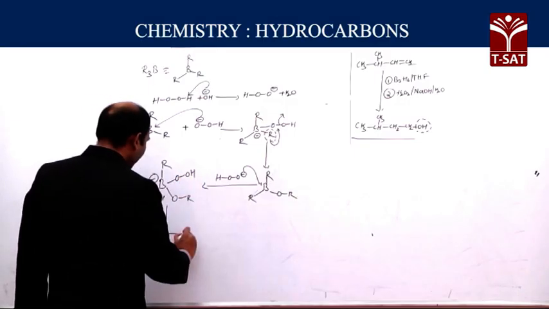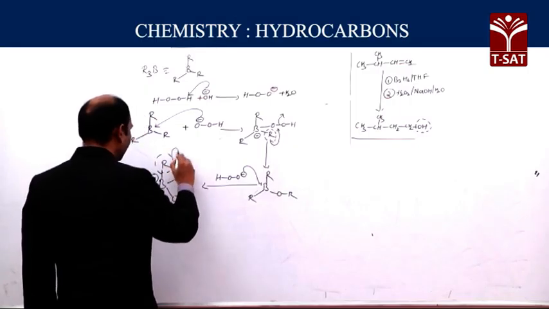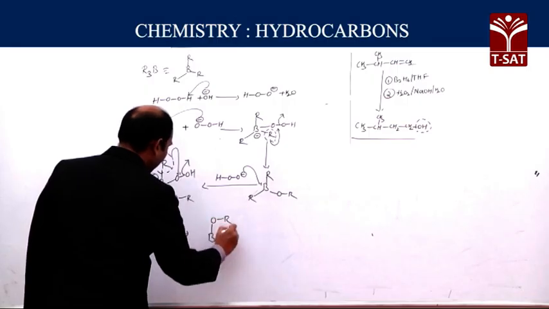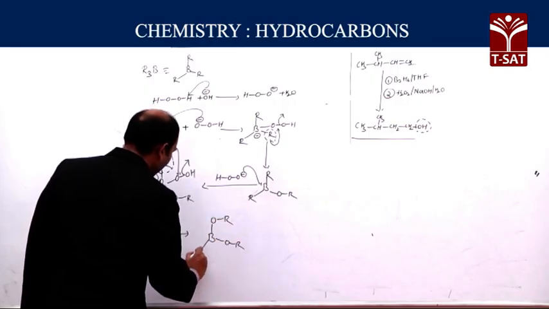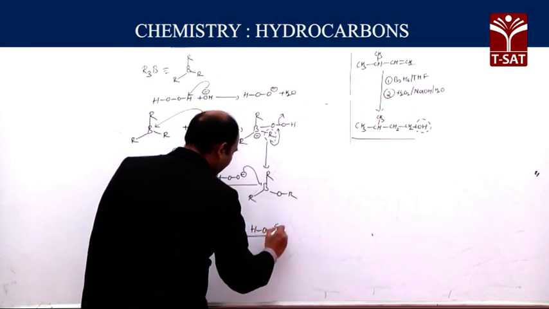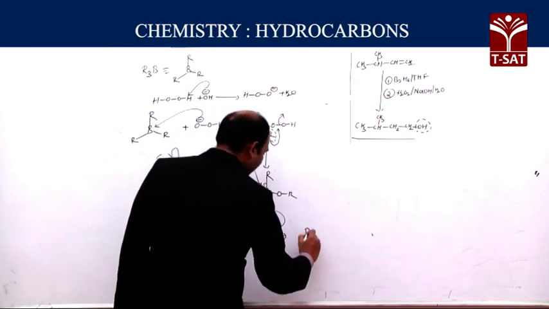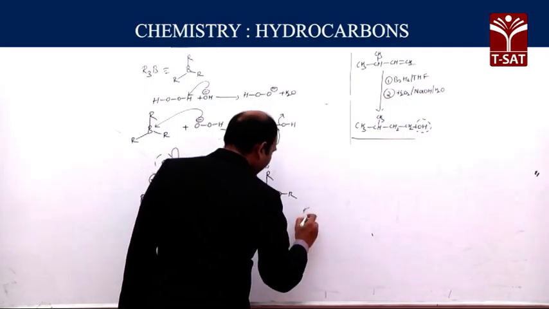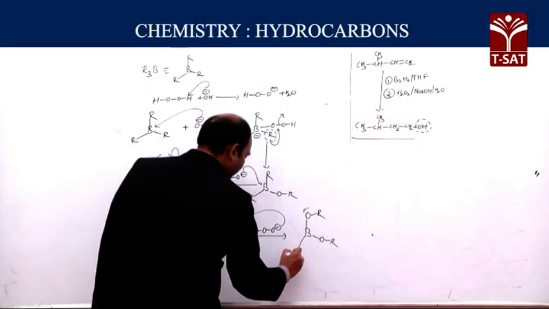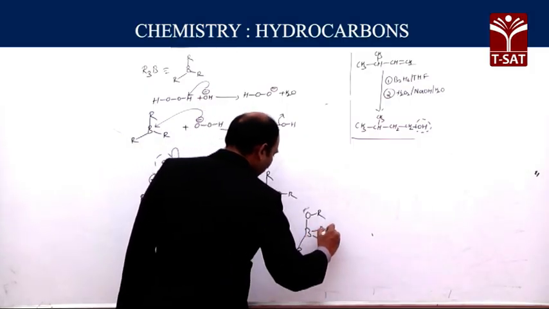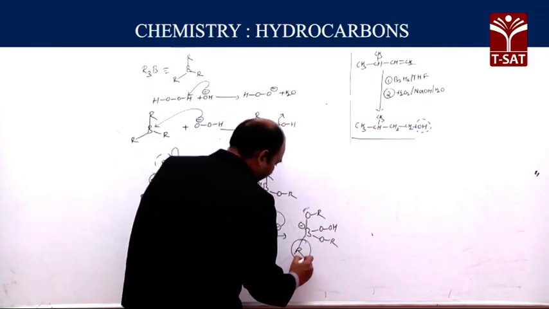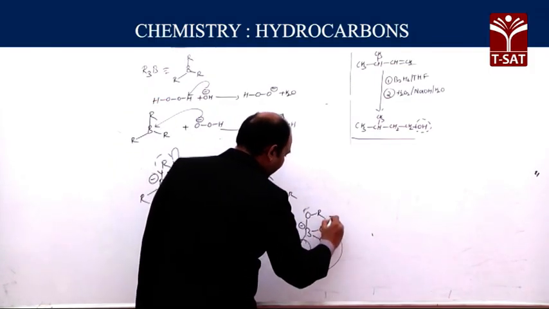Next, again an alkyl group is migrated, then elimination of this one. So this is B, OR, OR and R. Again one more HOO minus attacks here, then this is B, OR, OR and R, with OOH and a minus charge. Next, again the alkyl group is migrated from boron to oxygen, then elimination of OH.